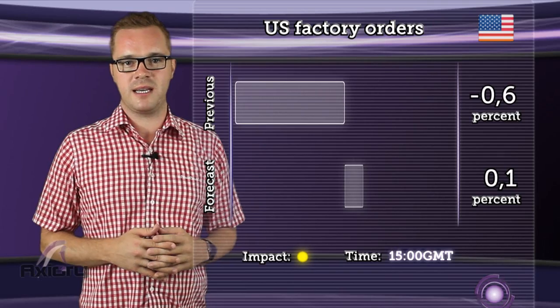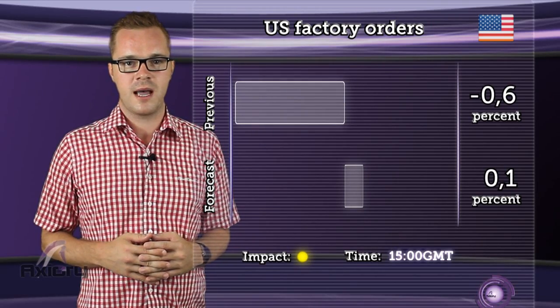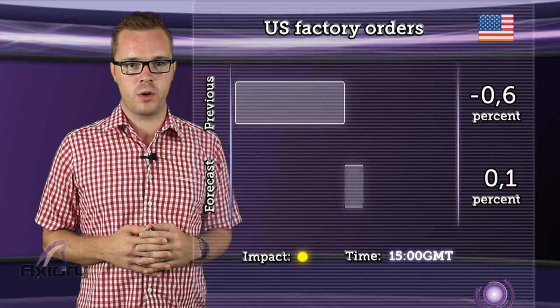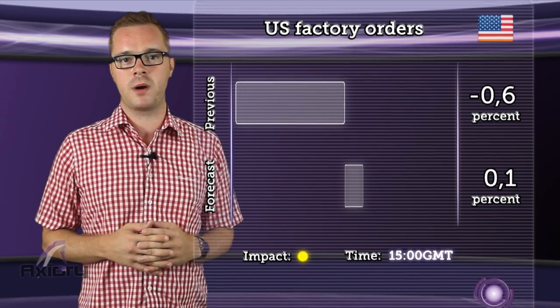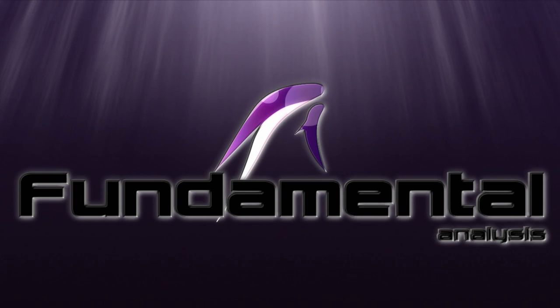At 3 p.m. GMT, Census Bureau will release monthly figures about US factory orders. Analysts are expecting a rise by 0.1% compared to a previous fall by 0.6% and a medium impact on the dollar.